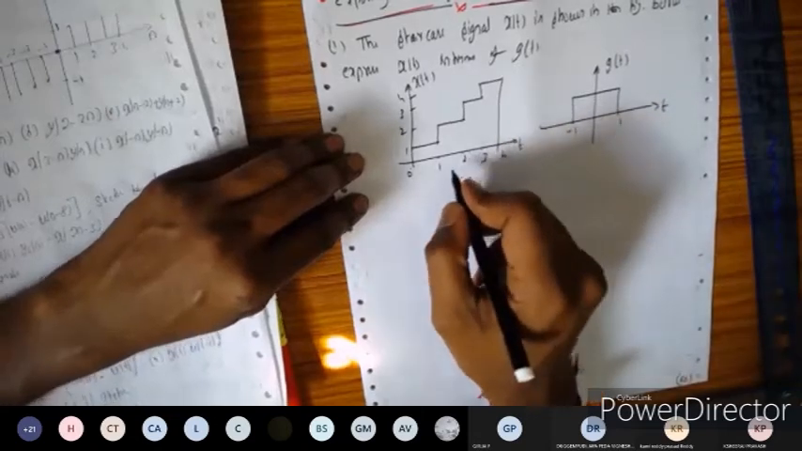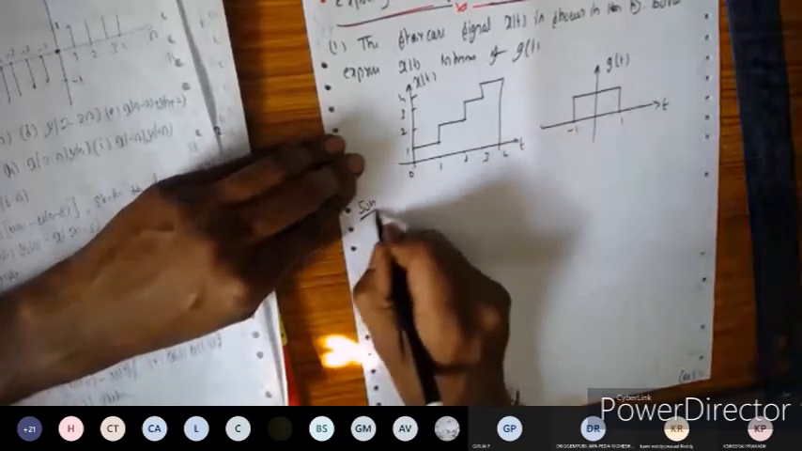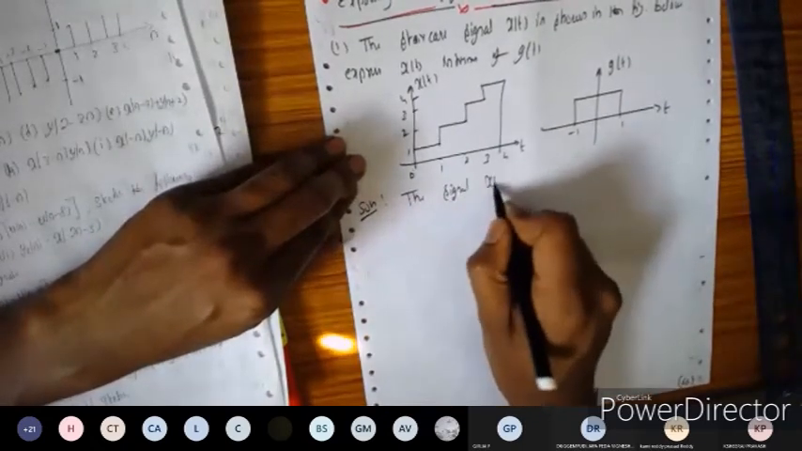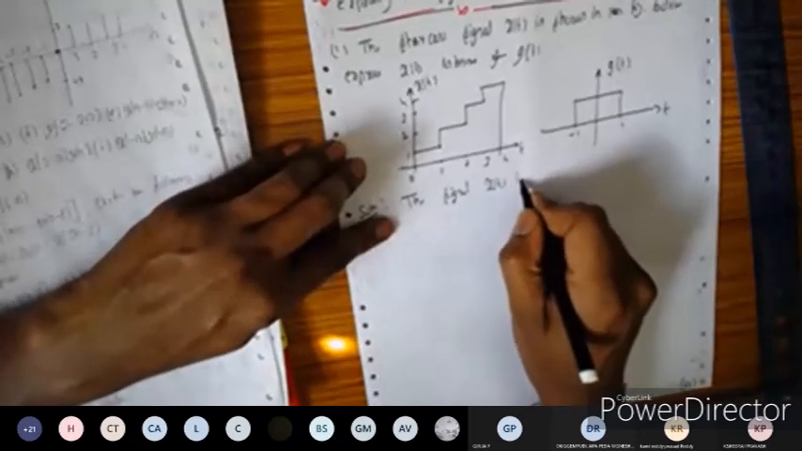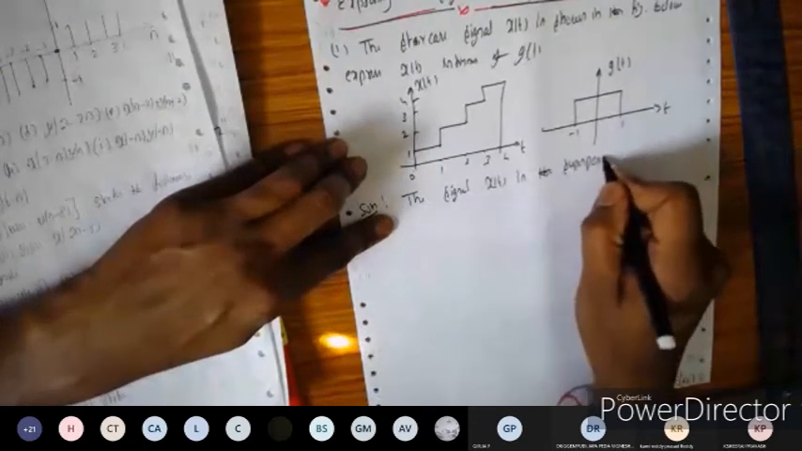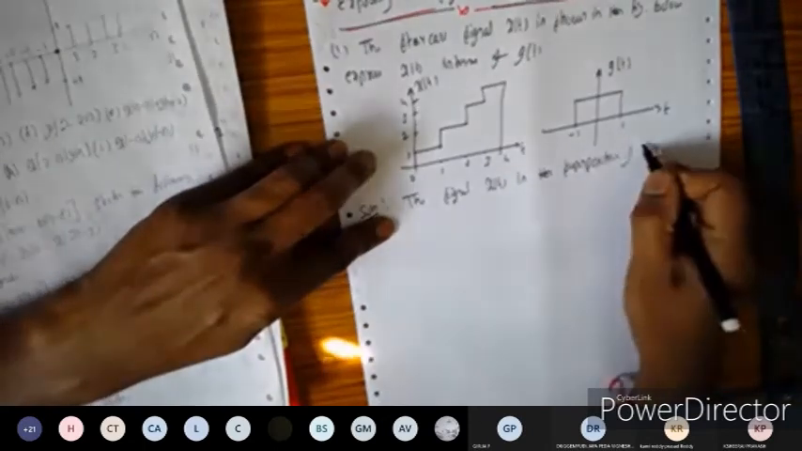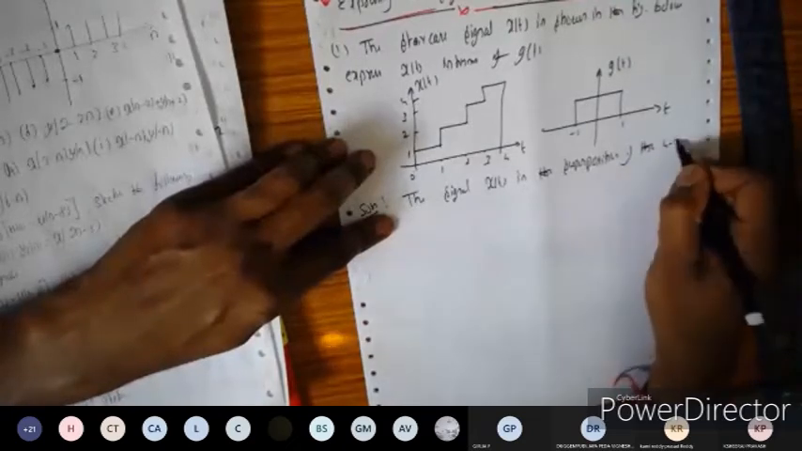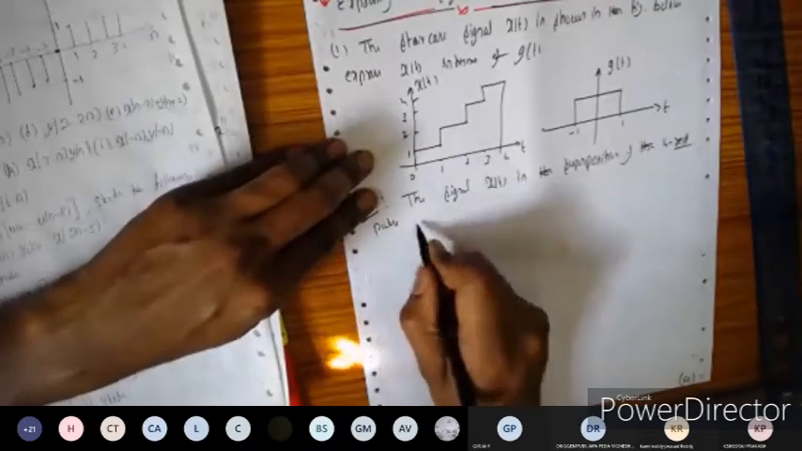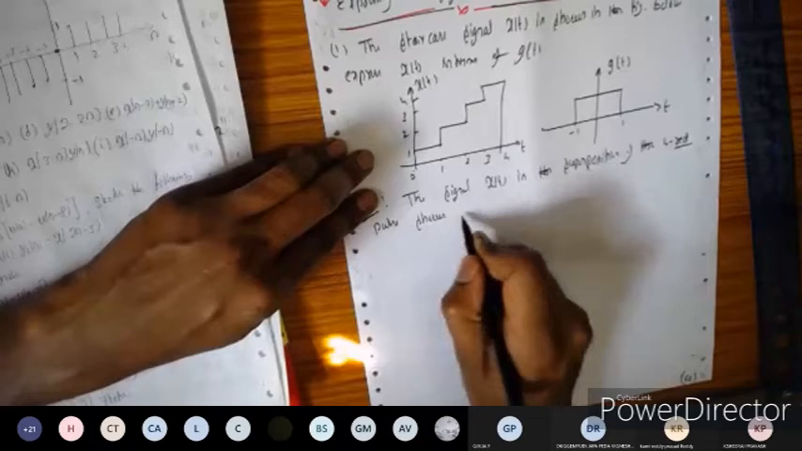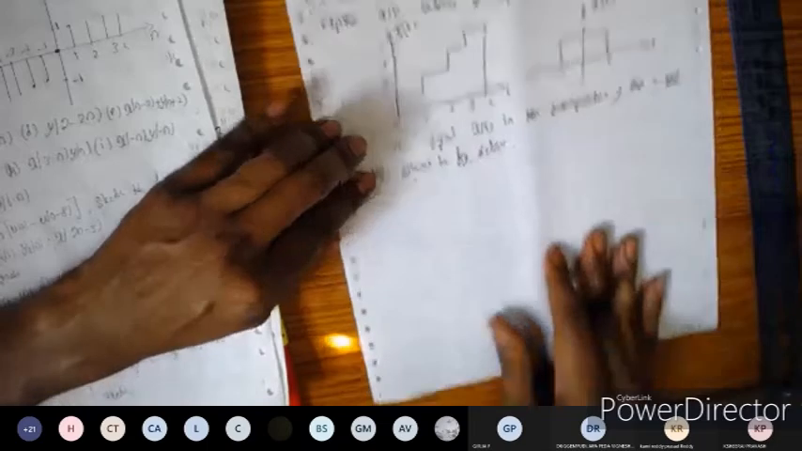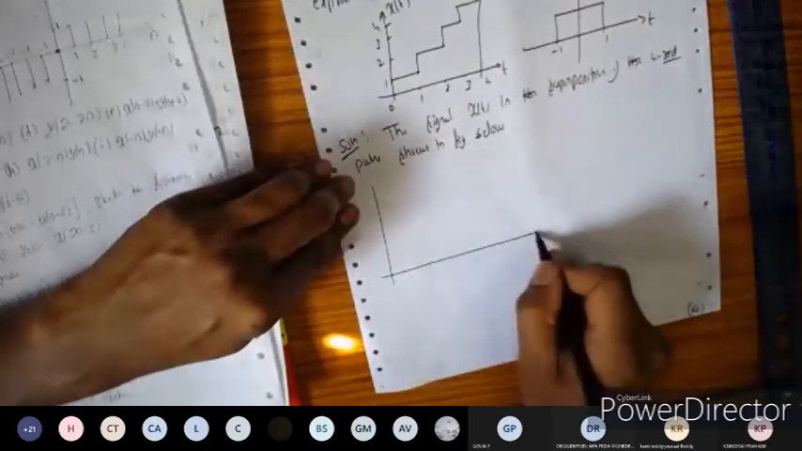So you can take the signal x of t as a superposition of the four rectangular pulses shown in the figure below. It is the sum of the four rectangular pulses shown in the figure below. So how will it be four here? I will show it here.